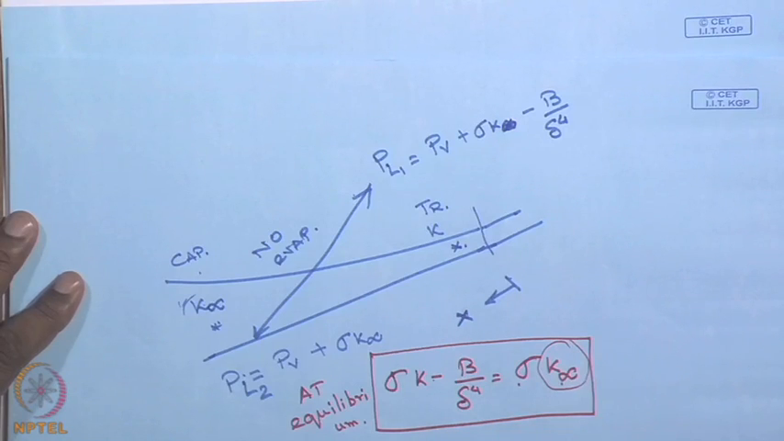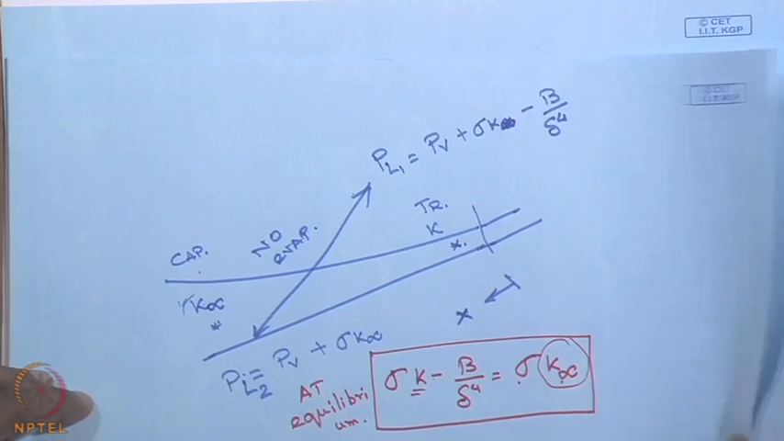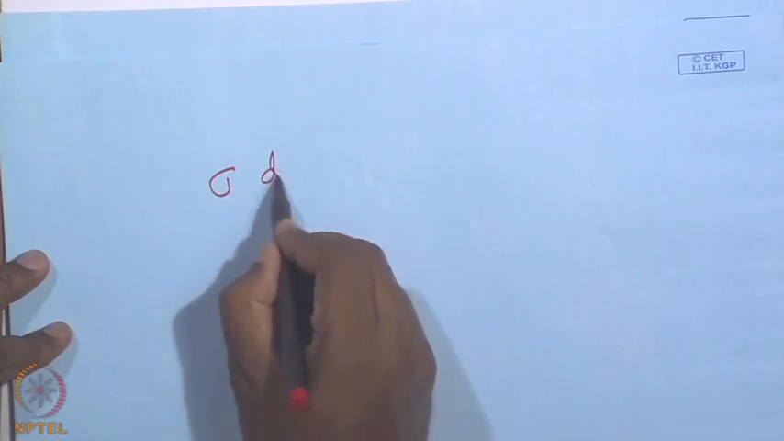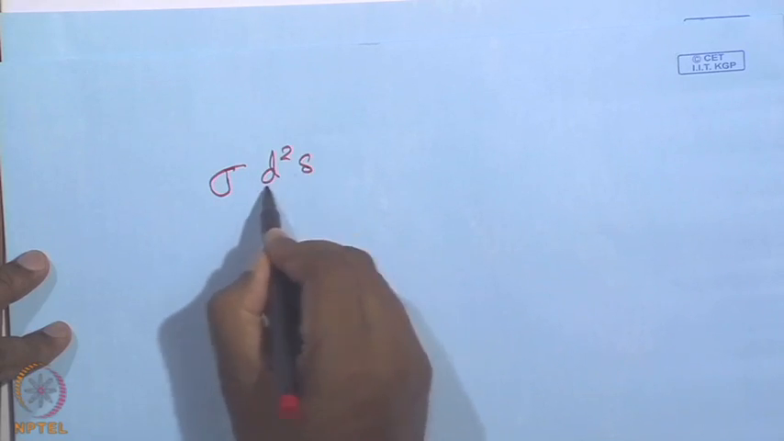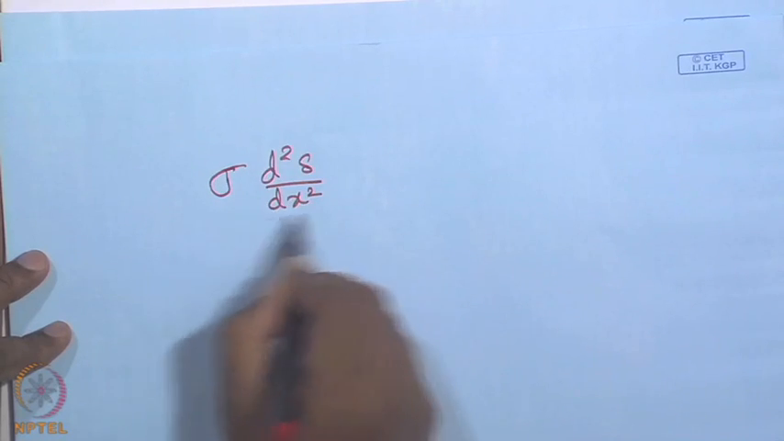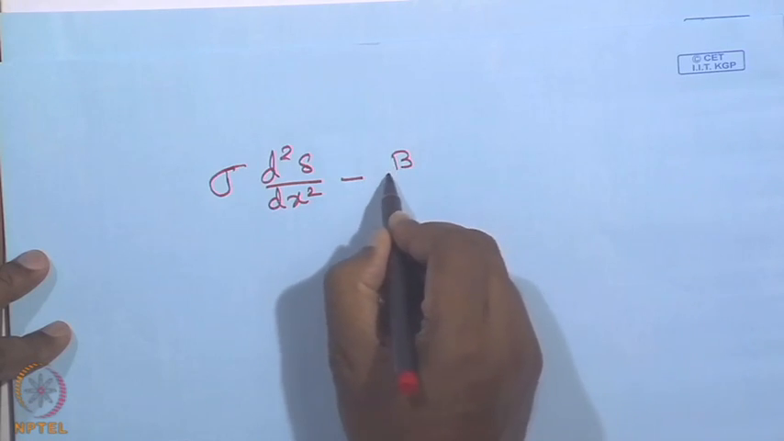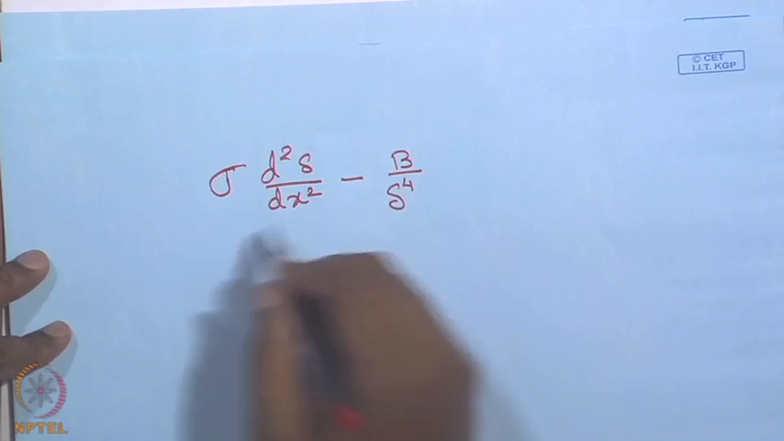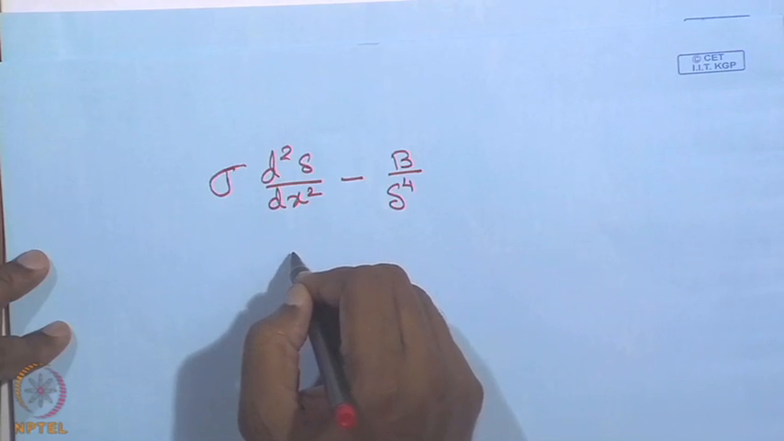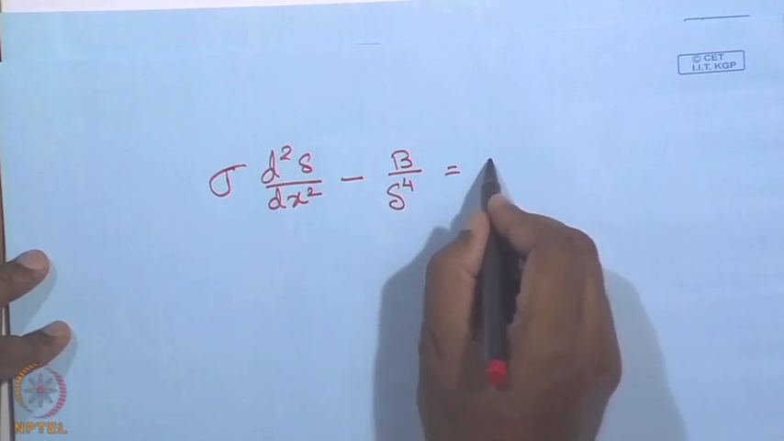Essentially, now we can substitute the simplified value of k in this equation, and what we get is sigma d2 delta by dx square, minus b by delta to the power 4, equals sigma k infinity, neglecting the terms in the denominator, since the value of the slope would be quite small, and therefore the denominator can be approximated by 1.